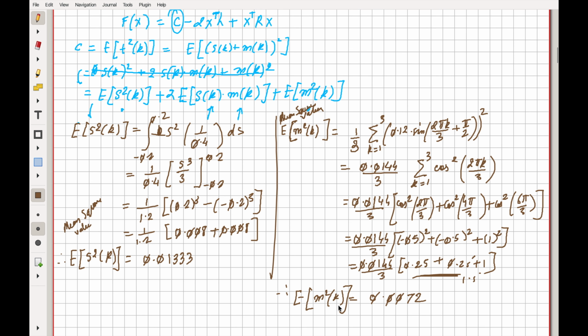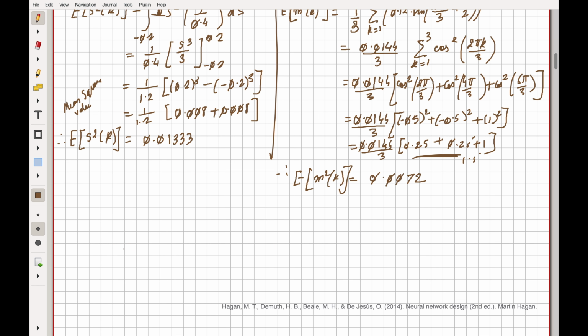Alright, so we now have the values for these two, so all we need to do now is add them up. The final value for C is going to be equal to 0.01333 plus 0.0072, and therefore C is equal to 0.0205. So we have that.